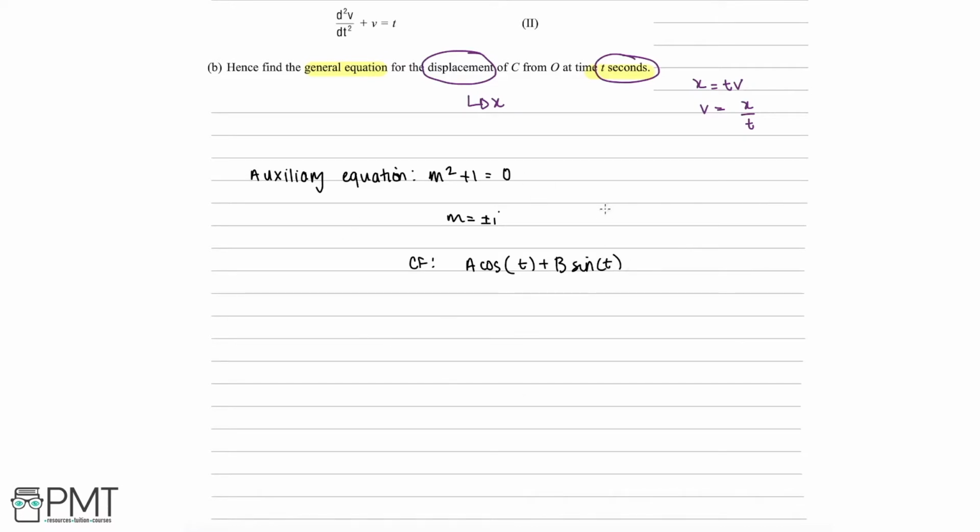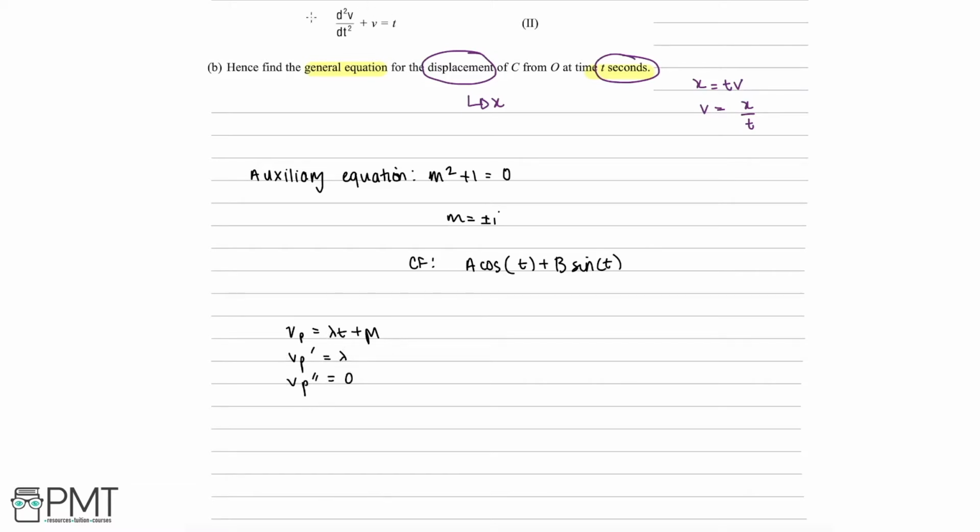Now we need to find our particular integral. Well, the way we do that is by noting that on the right hand side we have just a t. So we have a linear expression on the right hand side. And thus our particular integral will be something of the form Vp is equal to lambda t plus mu. Let's find the derivatives and the second derivative of this in order to substitute back into our original equation. So the derivative of this will just be equal to lambda, and the second derivative of this will be equal to 0, because the derivative of a constant is equal to 0.